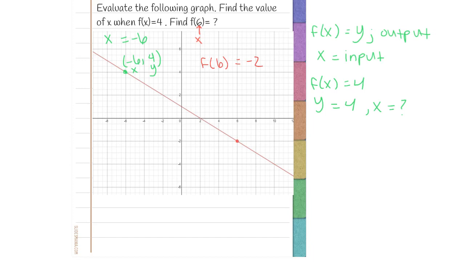And also you could have just plotted it. Okay. 6 comma -2. This is your x and this is your y. And that's it. You guys are done.